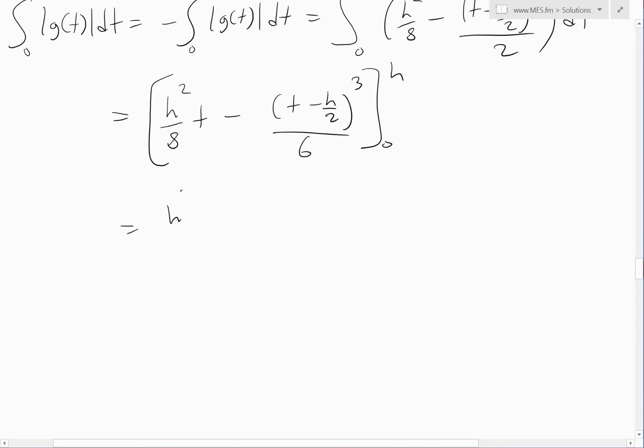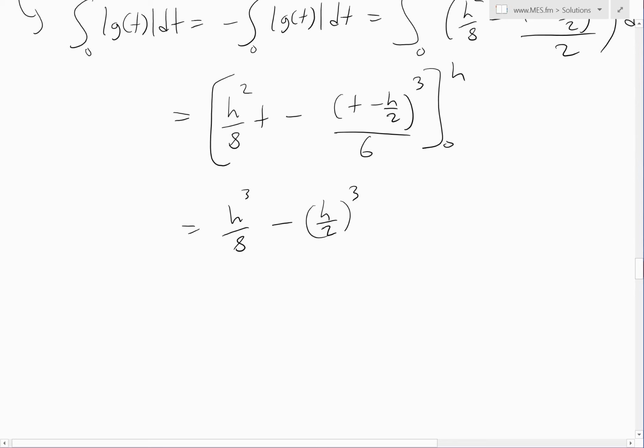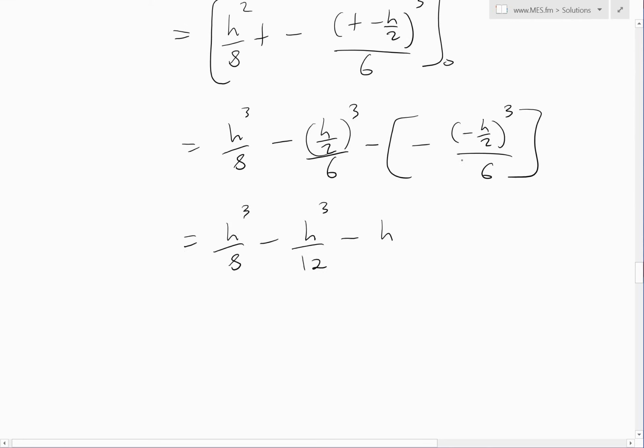Plug these inside, we get h cubed over 8 minus, put the h in here, we just get h over 2 cubed divided by 6 minus, when we plug in this 0, this cancels, we'll have a negative sign, and then this is cubed, so we put in the 0, this negative one's going to matter, cubed, because this goes to 0, divided by 6.